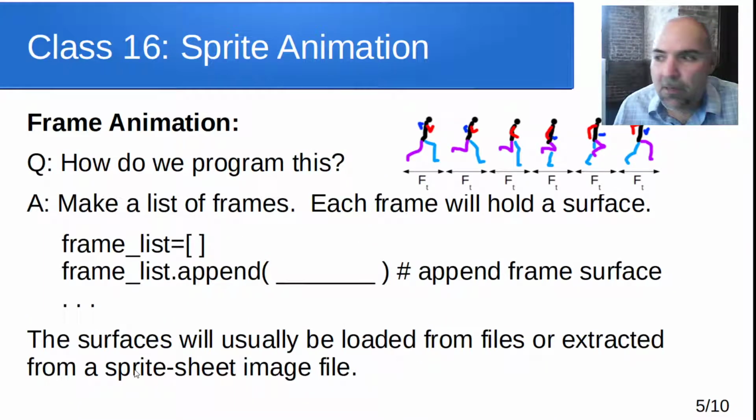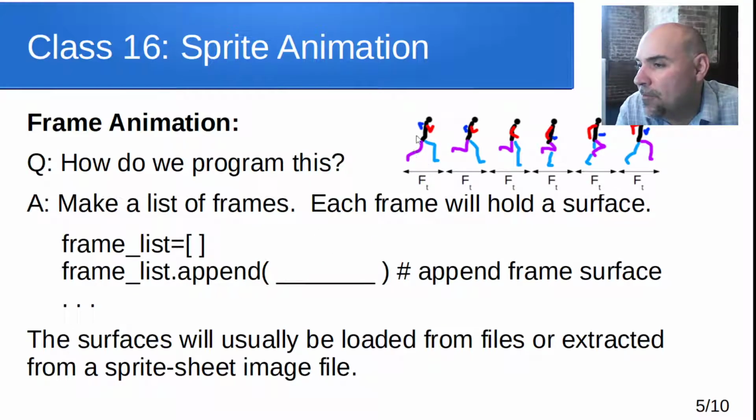Okay, so the question is, how do we program that? The way that we're going to program that is we're going to make a list of those frames, and we're going to load the surfaces for each of these frames into that list of frames. So we're going to make a frame list. We're going to do frame list.append, and the thing we're going to append to that is going to be a surface.